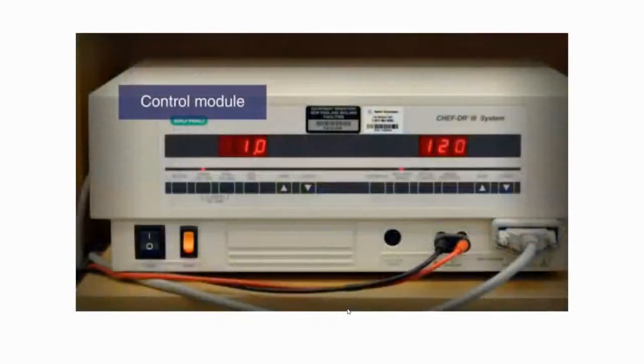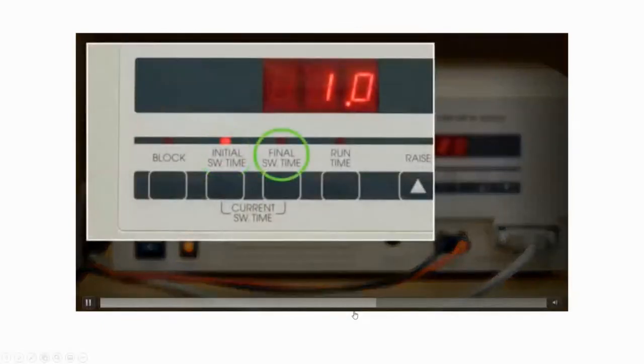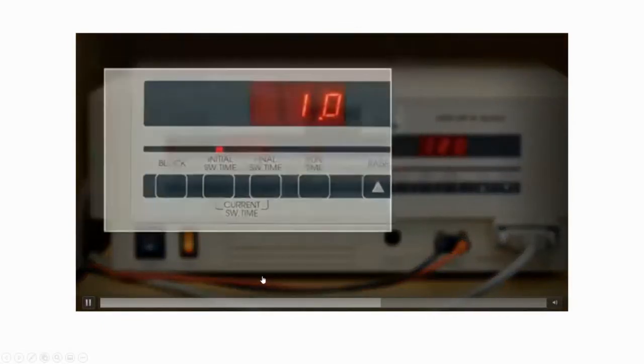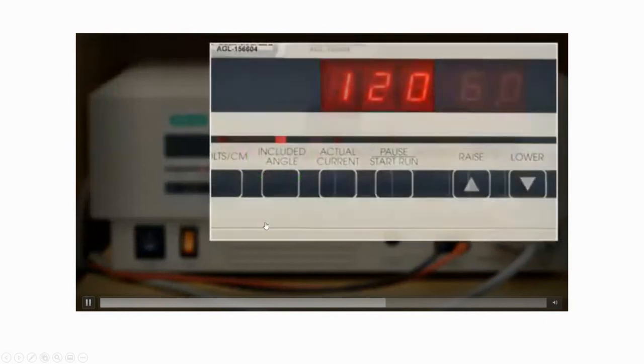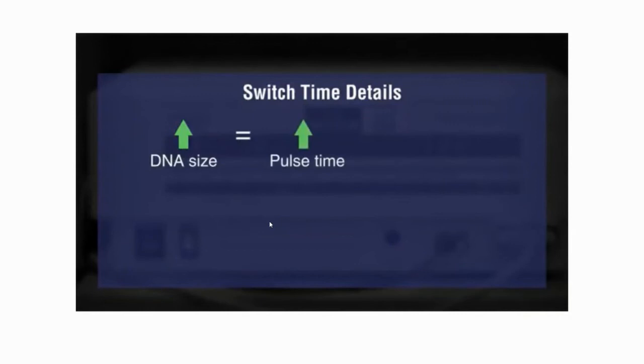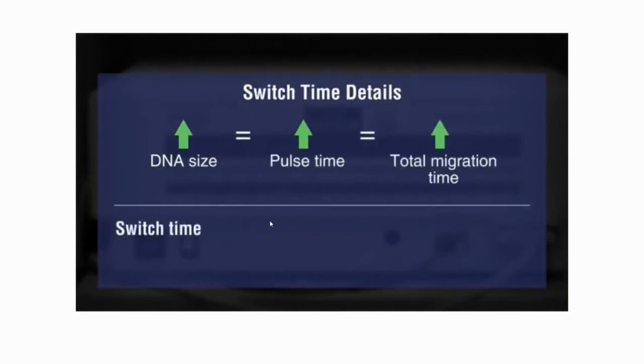On the control module, the migration protocol can be entered and monitored. This includes the initial and final switch times, the duration of the migration, the angle of electrophoresis, and the voltage. The larger the DNA fragments, the longer the pulse times should be, and the longer the total migration time. The switch time is the length of time that the electrical field is pulsed in a single direction.